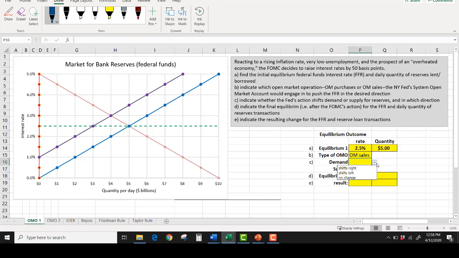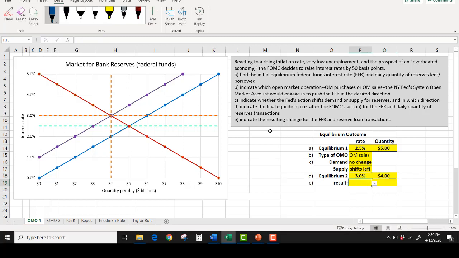Demand, is that going to influence demand? Well, no, it's just a supply action, right? So no change in demand. And now we can see equilibrium 2, the orange dotted lines, with the interest rate at 3% and the quantity per day at 4 billion. So let's indicate those for equilibrium 2: 3%, 4 billion.